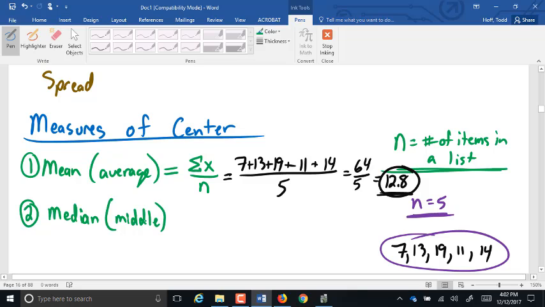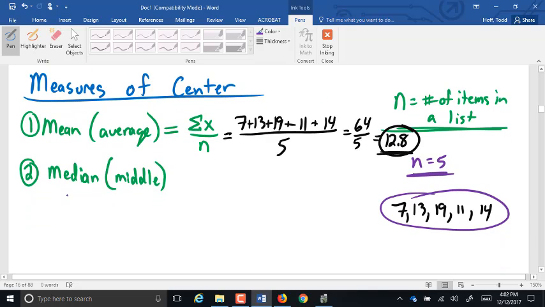It's in the middle. So to find the median, it's a little bit more of a process. There's 3 steps. Step 1 is you put the numbers in order from smallest to largest. So I'm going to do that here quick. That'd be 7, 11, 13, 14, and 19.